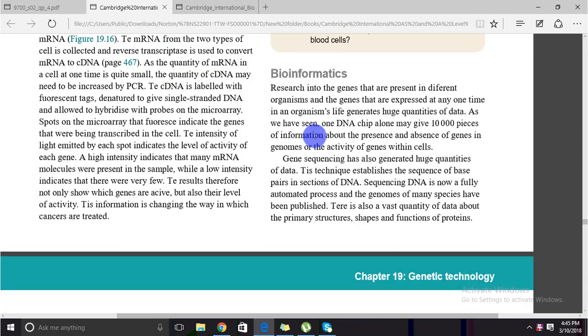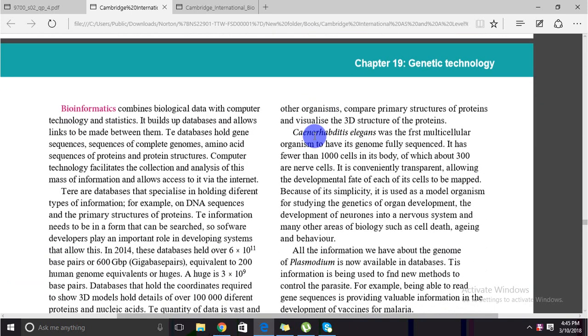So you might be confused, but let's just go over this, because bioinformatics is fundamentally combining biological data with computer technology and statistics. And so using bioinformatics, databases on biological data have been built up, and they have been effectively linked together. These databases can hold a lot of information. For example, they can hold gene sequences, or perhaps the sequences of an entire genome. They can also hold amino acid sequences of proteins or the protein structures.